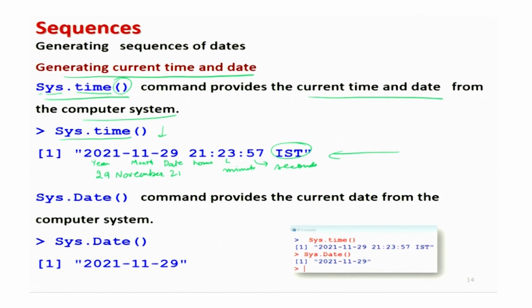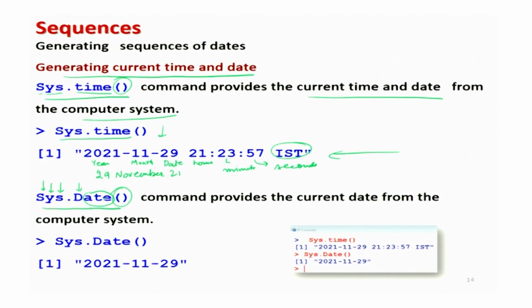So similarly, if you want to have only the date, then the command here is Sys.Date, but you have to be careful when you write down this command. It is capital S, lowercase y, lowercase s, and then a dot, and then capital D, uppercase, then ate in lowercase, and then you have to write down the parenthesis.